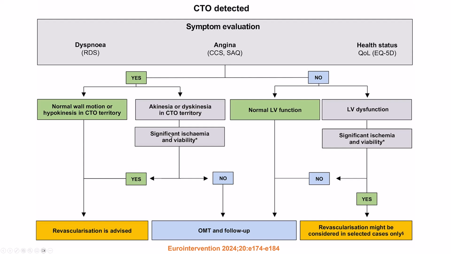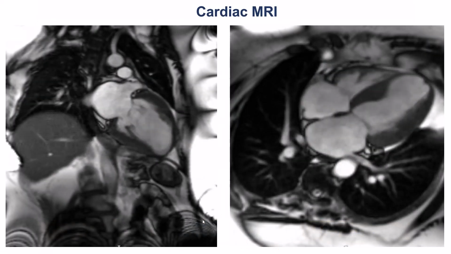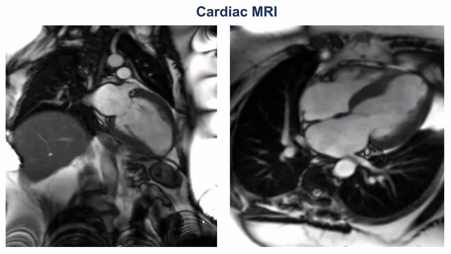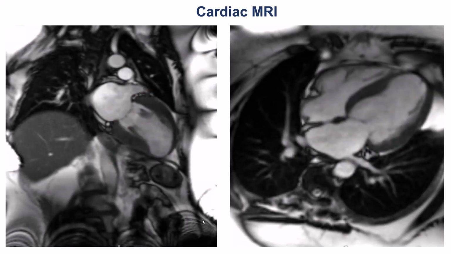So the next step is to determine whether there is ischemia and viability. And if that's the case, then the patient may need revascularization. If not, then medical therapy may be all that is needed. So it was actually challenging, but we were able to get an emergent MRI. The patient came one day and was scheduled for CTO PCI on the following day.